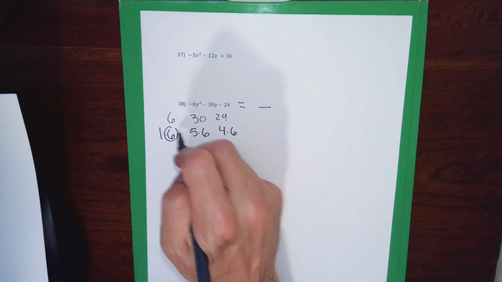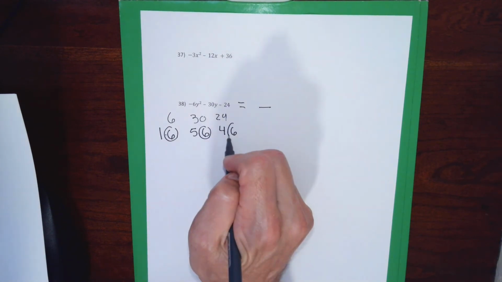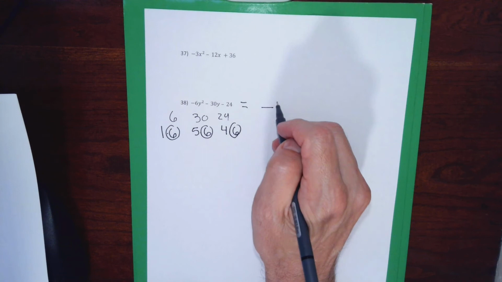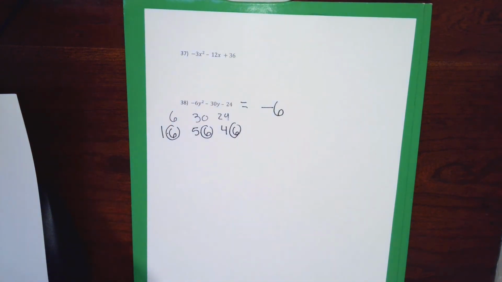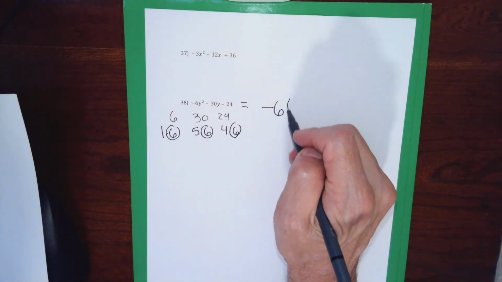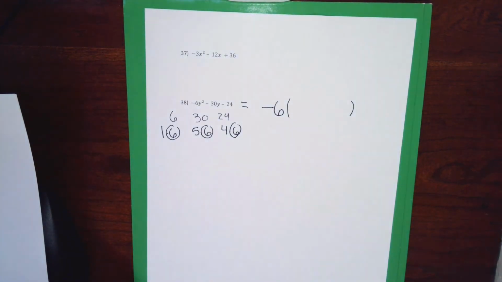The greatest common factor between the three numbers is 6. So along with my negative sign, I'm going to pull out the common factor of 6. I don't get to put a y in front of my parentheses because the 24 doesn't have a y. So I have my common factor isolated with the negative. Now I'm going to change the signs and divide by 6.